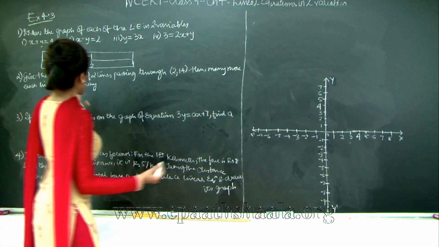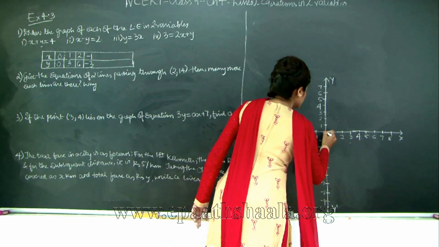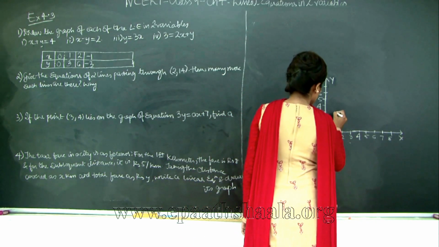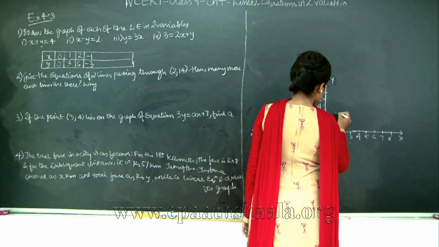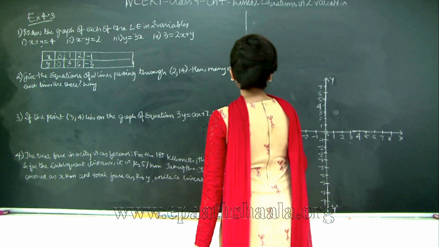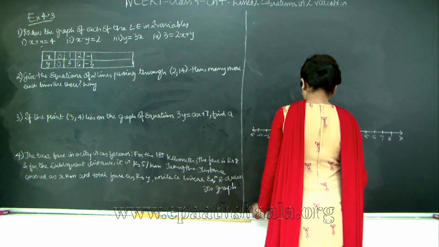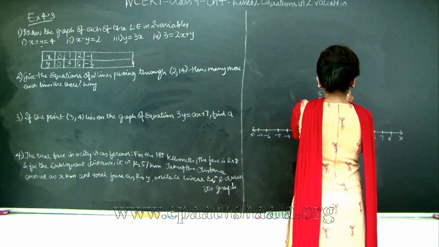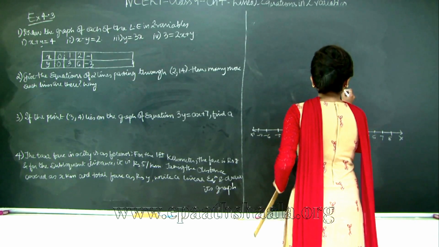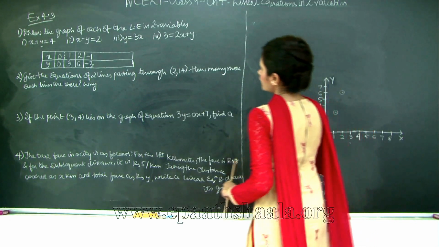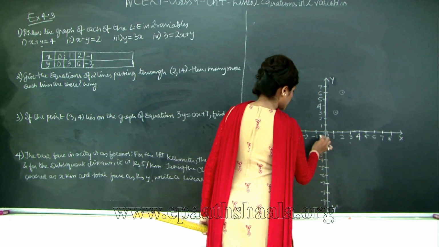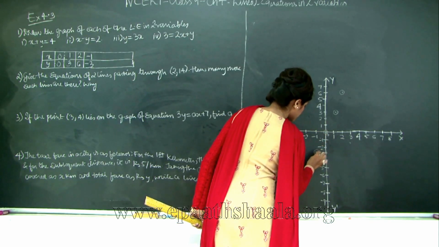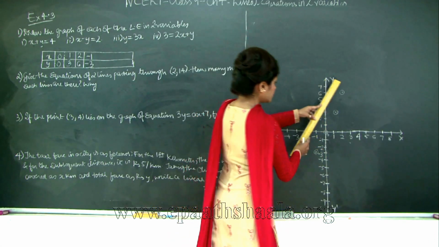So I am going to mark the coordinates. The first one is 0, 0. The second one is 1, 3. So 1 and 3 will be over here. Then I have 2 and 6. And then I have minus 1 and minus 3. So minus 1 and minus 3 is going to be somewhere over here. So let us go ahead and connect these points or coordinates.